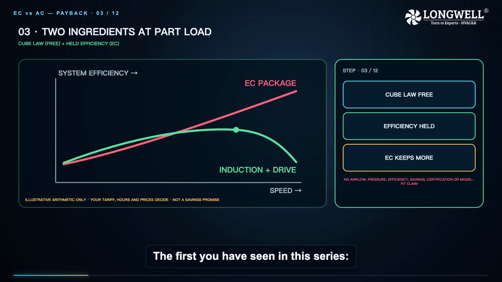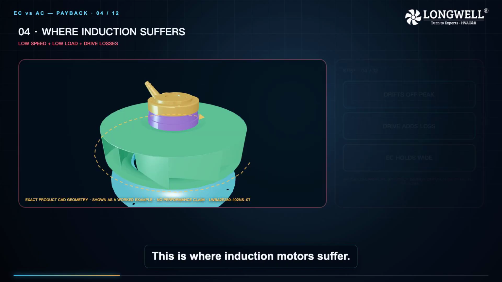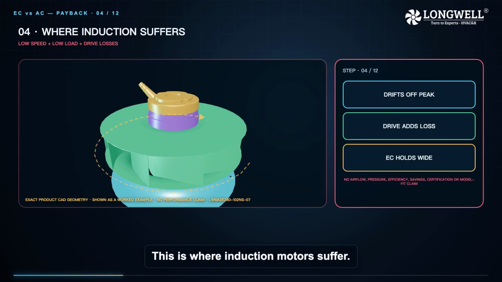The first you have seen in this series, the cube law. Slow any fan to 80% speed and the air power falls to about half. That ingredient is free with any speed control, EC, or AC with a drive. The second ingredient is EC specific, how efficiently the machine turns electricity into shaft power while running slow. This is where induction motors suffer.